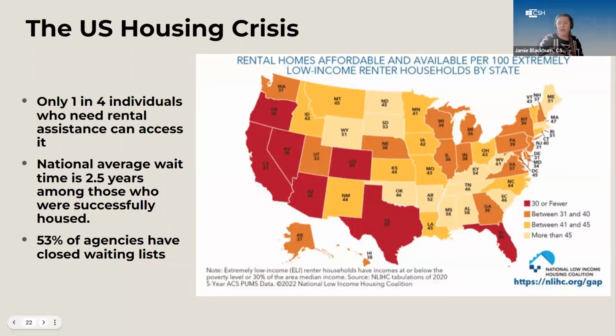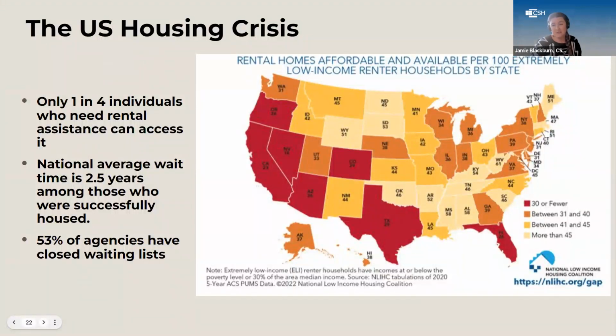We know that 1 in 4 folks in the United States who are eligible and need rental assistance can access it. So only 25% of folks are actually getting the things that they need. The average wait time for housing assistance, so that's public housing, that's housing choice vouchers, commonly known as Section 8, is 2.5 years. 2.5 years is the average wait time, and that's among people who actually were successfully housed. In reality, it's much, much longer because most people drop off the list and never actually get housing.